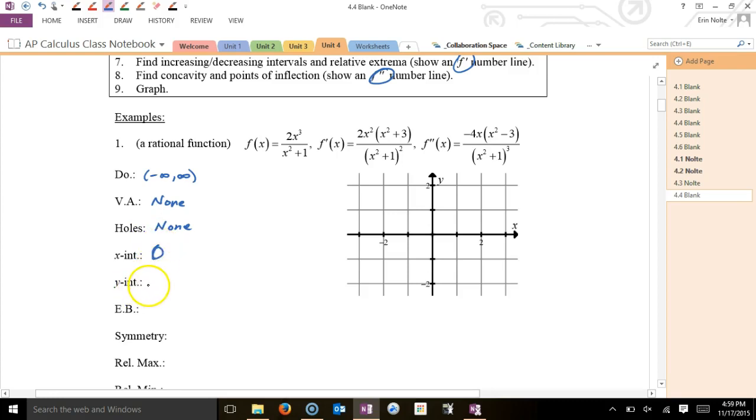For y, we plug 0 into the x. If I plug 0 in, I get 0 over 1, and 0 over 1 is 0, which would make sense if it's at 0. For end behavior, I'm thinking horizontal asymptotes. Is this function bigger on the top or bigger on the bottom? Since it's bigger on the top, we have a slant.